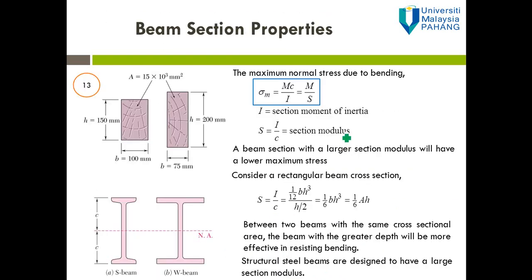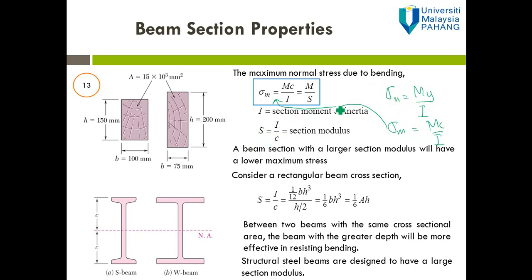Now let's look back at the flexural or bending stress equation that we previously derived, where the stress sigma is equal to Mc over I, or sigma x equal to My over I. If we calculate the maximum stress, sigma m, it is equal to Mc over I. So this is what is shown here.